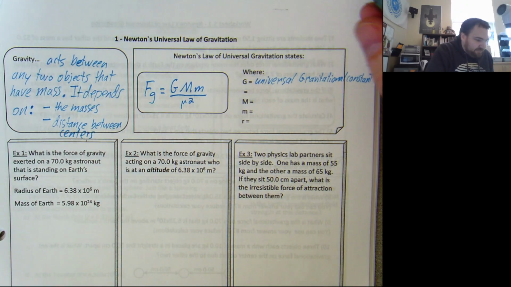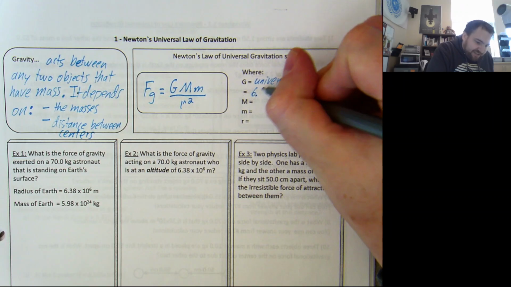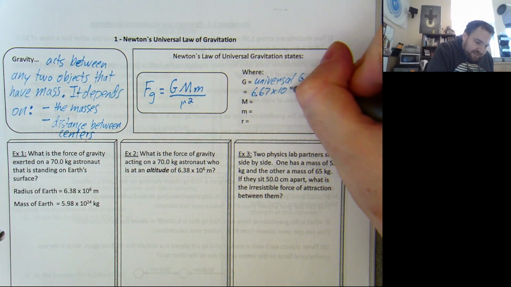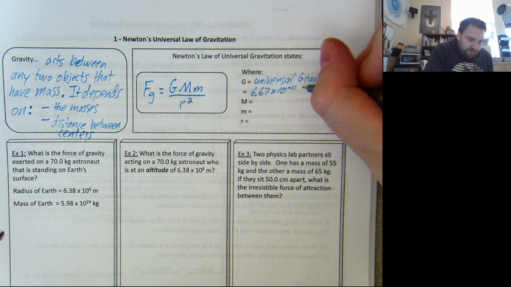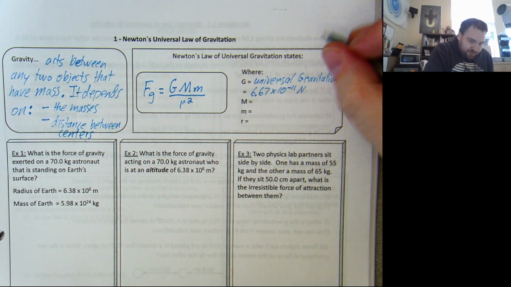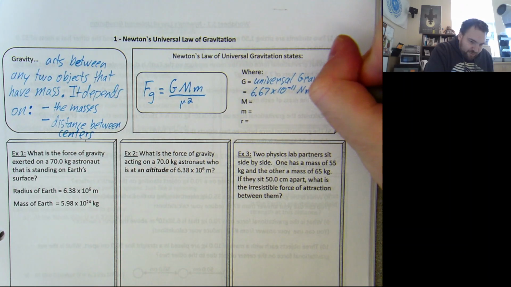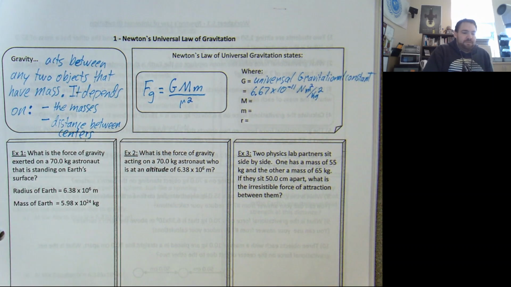And it has a value of 6.67 times 10 to the negative 11. Very small. It has units. The units are Newton meters squared per kilogram squared. Kind of ridiculous set of units, but those are them.